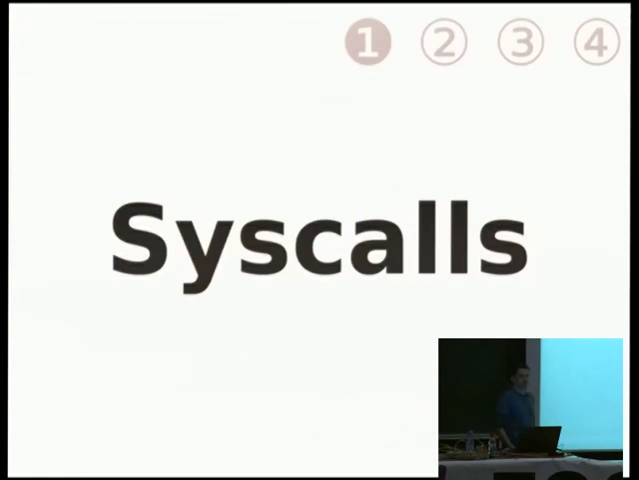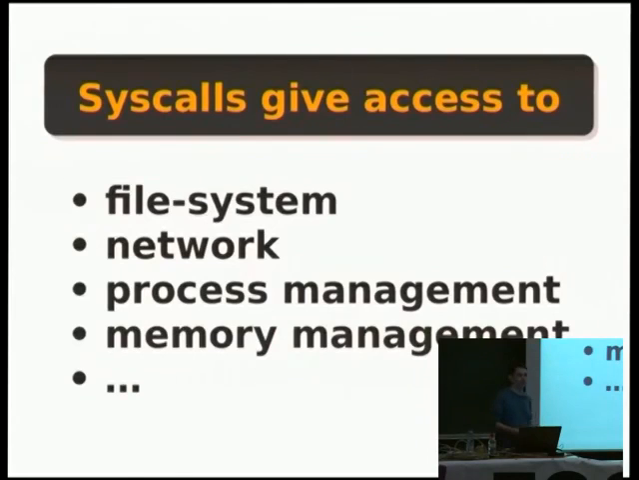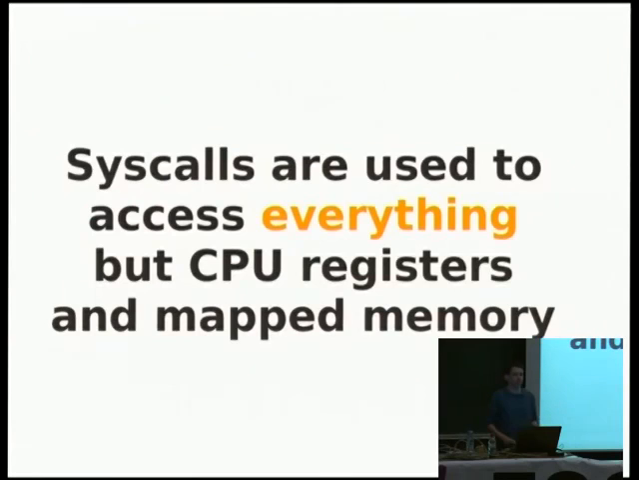Let's start with system calls, or syscalls for short. According to the official man page, a system call is a fundamental interface between your application and the kernel. That means if your application wants to access, for instance, a file on your hard drive, to open a TCP port, to create or kill processes, it will have to perform a system call. On Linux, all resources are accessed through system calls. Everything but the CPU registers and the memory that have already been mapped.